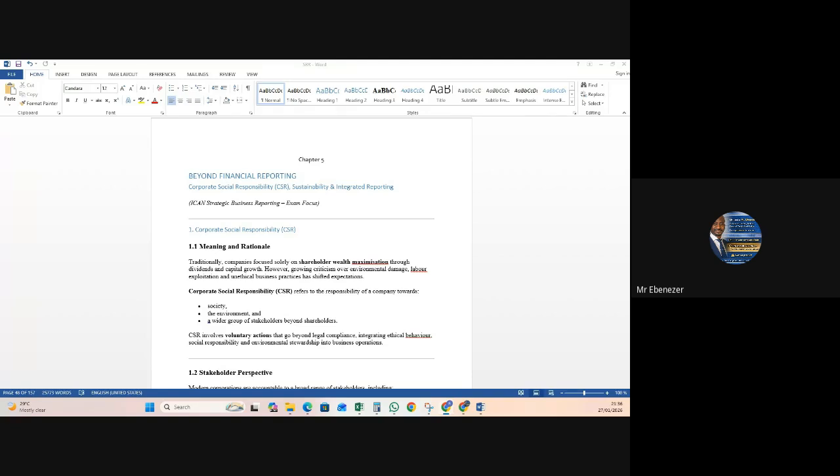Now, CSR refers to the responsibility of a company towards the society, the environment, and a wider group of stakeholders beyond the shareholders. The shareholders are the number one stakeholders, right?